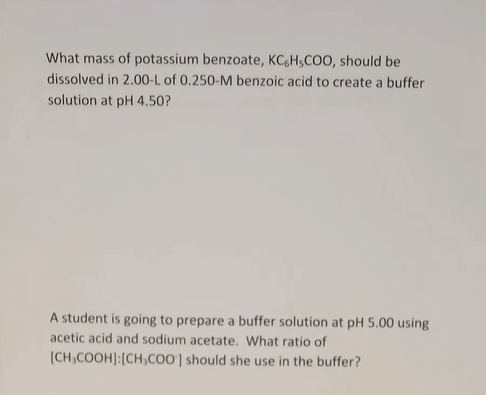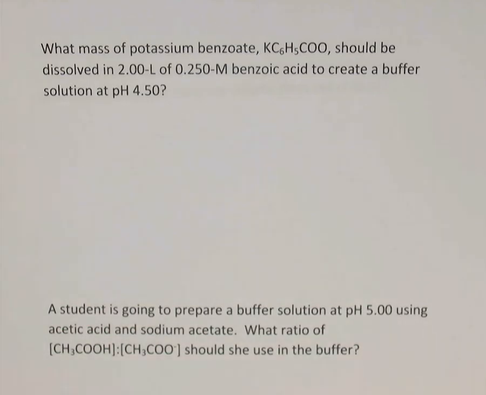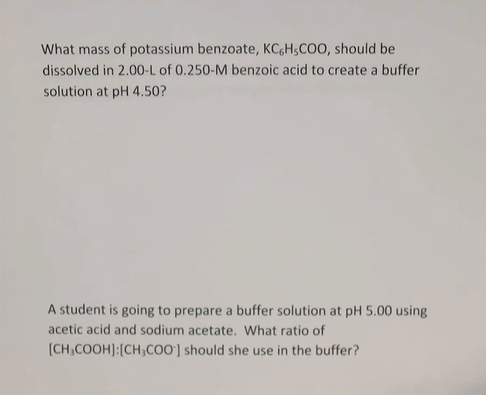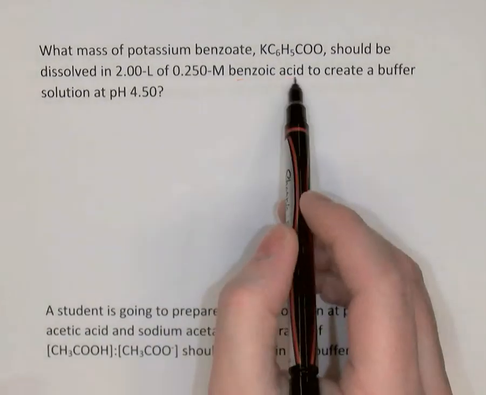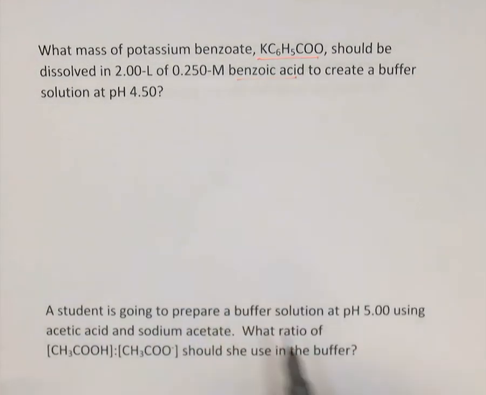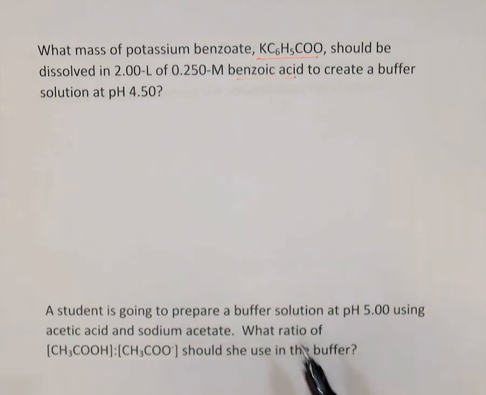All right. Some problem solving. Suppose we want to make a buffer at pH 4.50. We want 2 liters of it. We're going to use 0.25 molar benzoic acid, and we want to know what mass of potassium benzoate we should dissolve to make this buffer. So there's the acid, there's the salt that contains its conjugate base. How much of that salt should we dissolve to make the buffer?